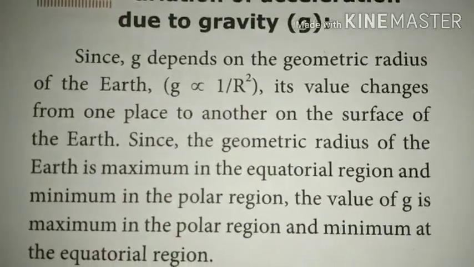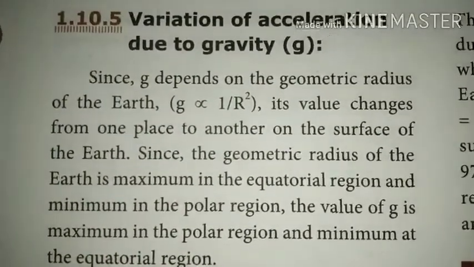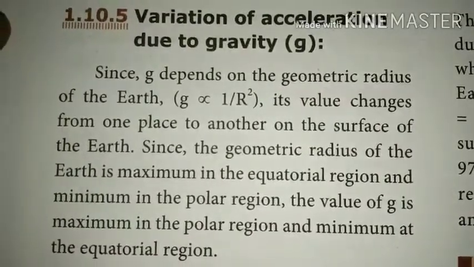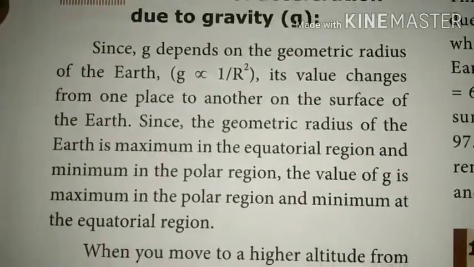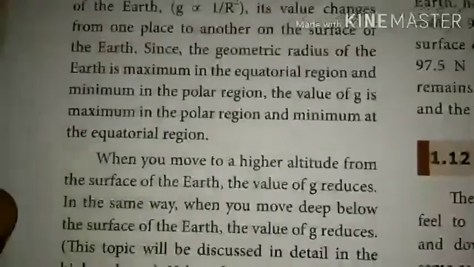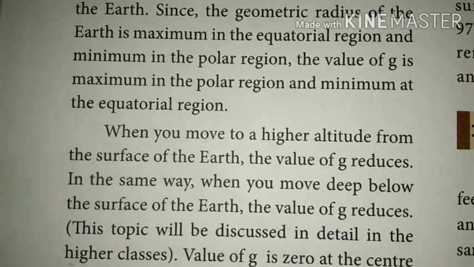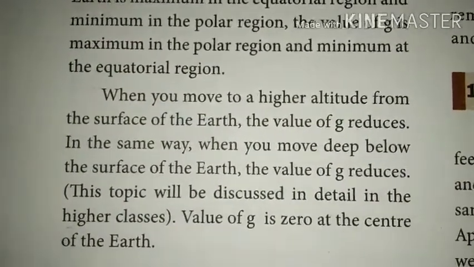Variation of small g. It is maximum in the polar region and minimum at the equatorial region. When you move to a higher altitude, the value of g reduces. When you move deep below the surface of the earth, the value of g reduces. Value of g is 0 at the center of the earth.